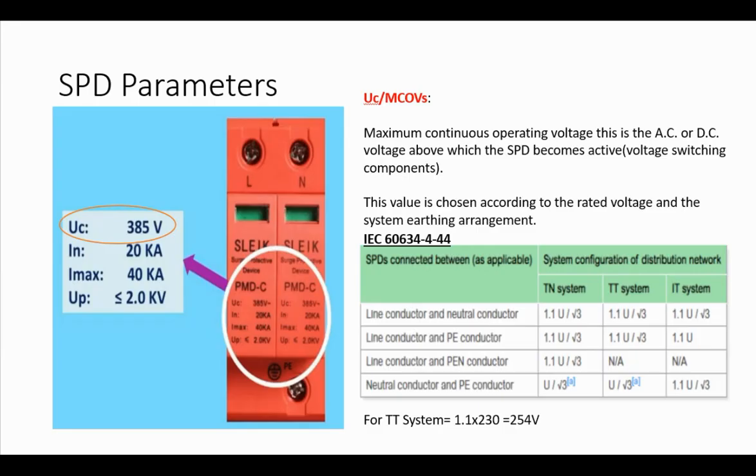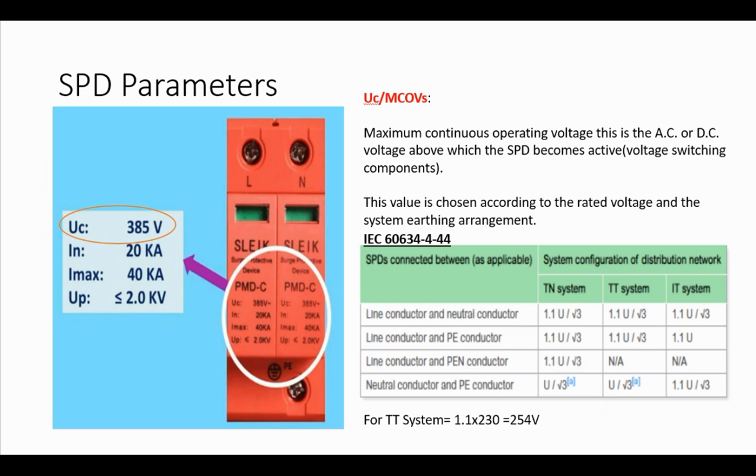Let's start, guys. In our previous video, we learned what UC/MCOV is, and why it is an important factor while you are selecting an SPD. Recapping swiftly and quickly, UC is the response to ground all the transients above the selected UC value. To understand it in a better way, I will show you how to calculate the parameter UC.